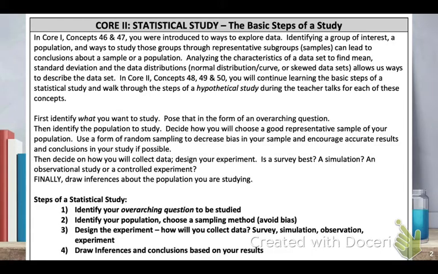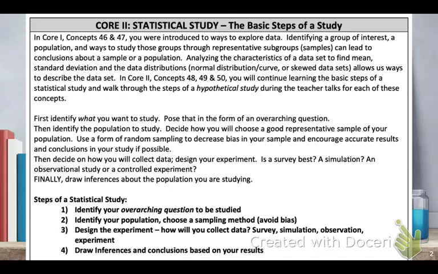In Core 2, which is Concepts 48, 49, and 50, you will continue learning the basic steps of a statistical study and walk through the steps of a hypothetical study during the teacher talks for each of these concepts. First, you will identify what you want to study, and you're going to pose that in the form of an overarching question. Then you will identify the population to study, although sometimes that is tied up with the overarching question. Decide how you will choose a good representative sample of your population.